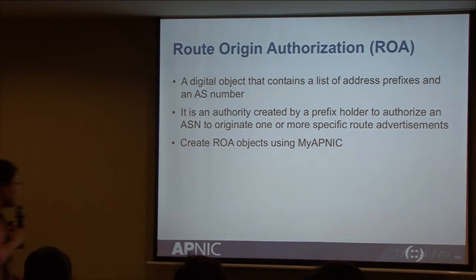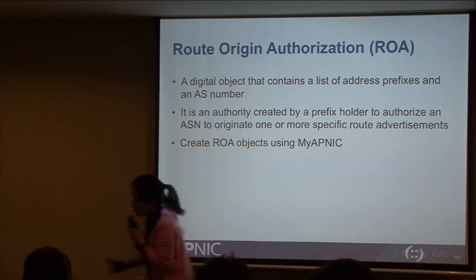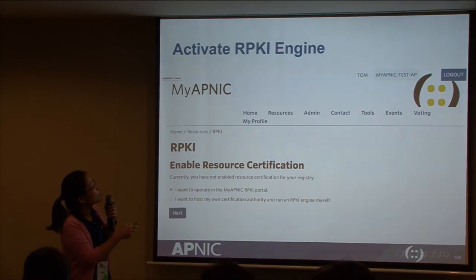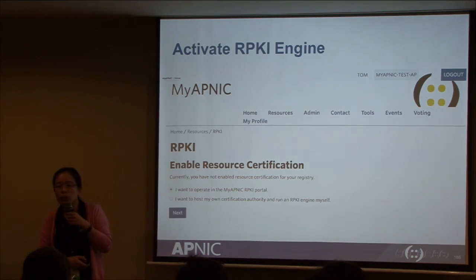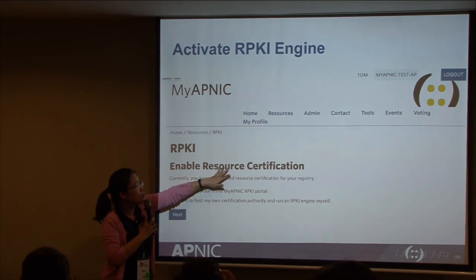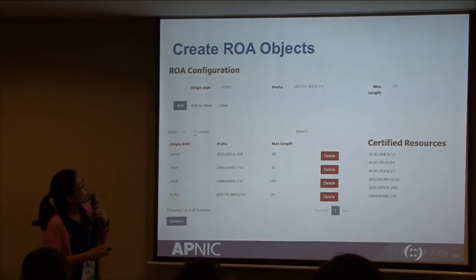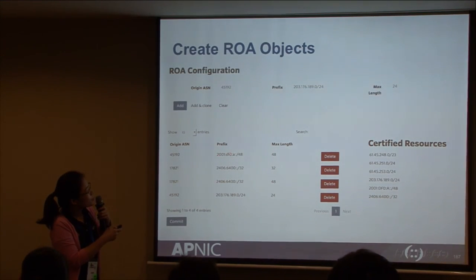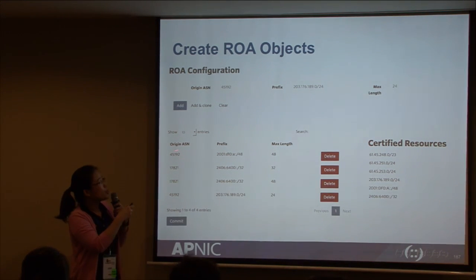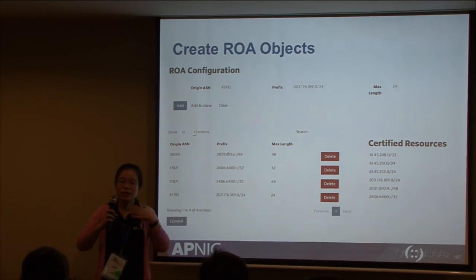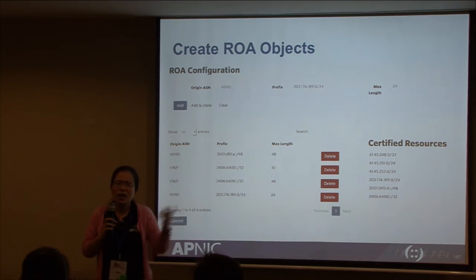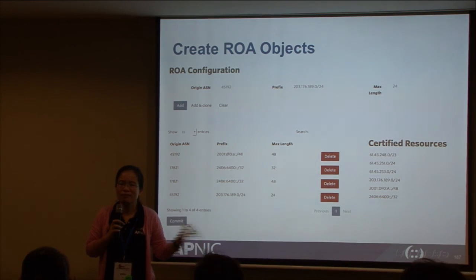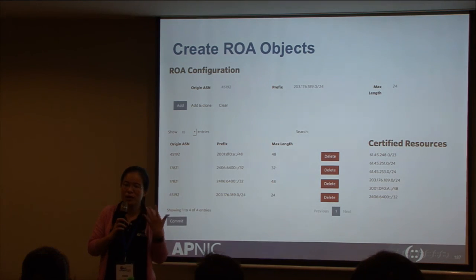You can create it. Let me check whether I have that here. This is how to create it. In the RPKI portal, I want to operate the resource certification. Enable the resource certification, then you can create. For example, this prefix 2001:DBF is from AS45192. This part is created by yourself, and you need to make sure these are correct, because some people configure wrong information. Everyone should configure the correct information.